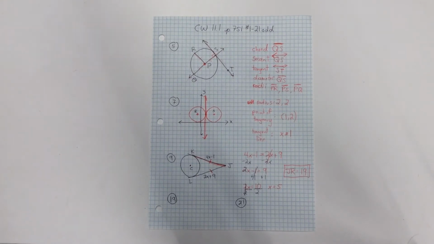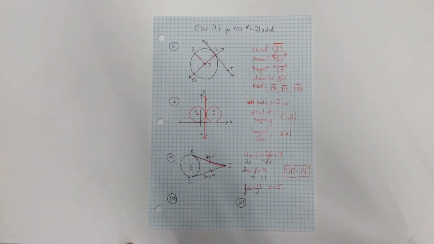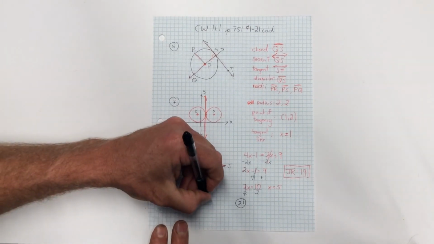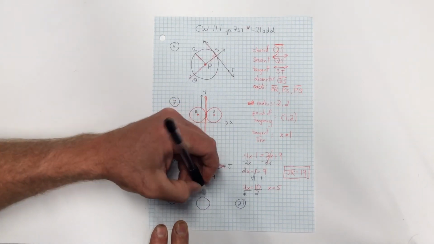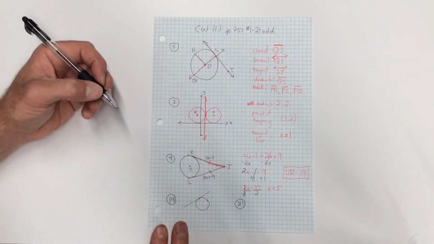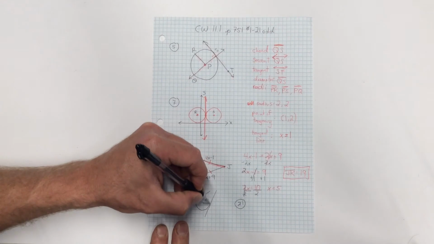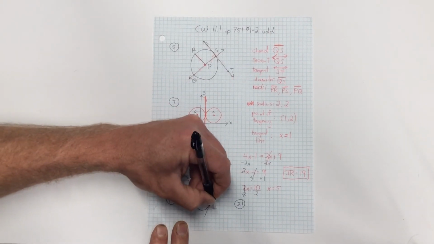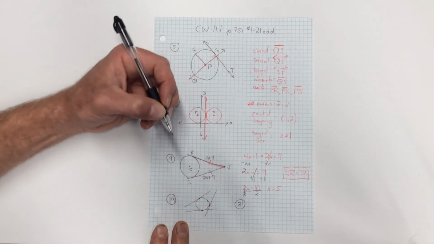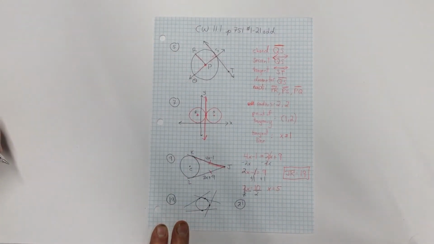Just telling whether they are sometimes, always, or never true. Number 19 says, a tangent to a circle intersects the circle at 2 points. So a tangent to a circle, by definition, has to hit the circle in only 1 point. So will it always, sometimes, or never hit the circle at 2 points? Well, by definition, a tangent line only hits at 1 point. So it is never going to hit the circle at 2 points. If it did, then it would be a secant line.